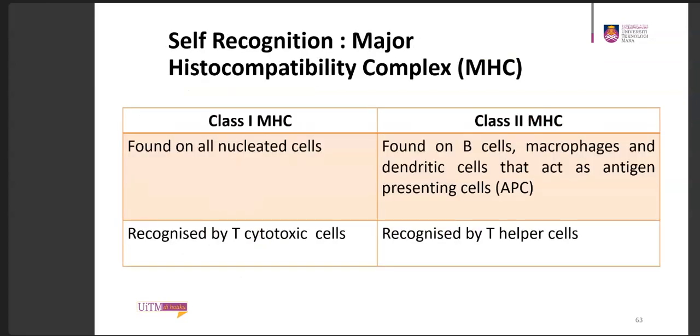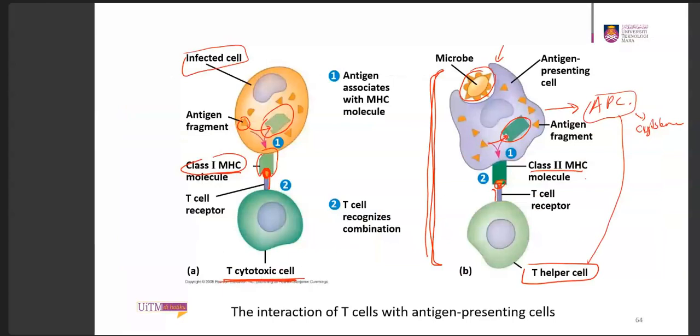Okay. So ingat kita ada dua jenis MHC, class 1 and class 2 MHC. So class 1 found on all nucleated cell, class 2 found on B cell, macrophage and dendritic cell that will become APC. Okay, so class 1 will present antigen fragment to the cytotoxic T cell so that the cytotoxic T cell would destroy the infected body cell. Okay, and then for the class 2, it is presented by APC. It is to attract helper T cell. Okay, so this one I already explained to you.